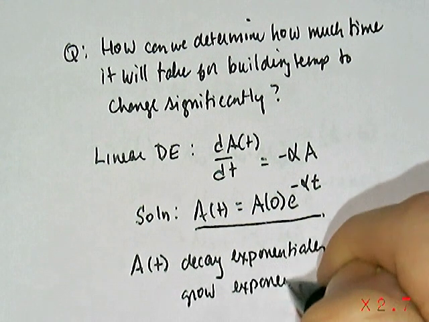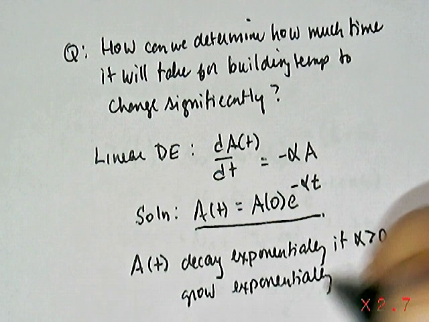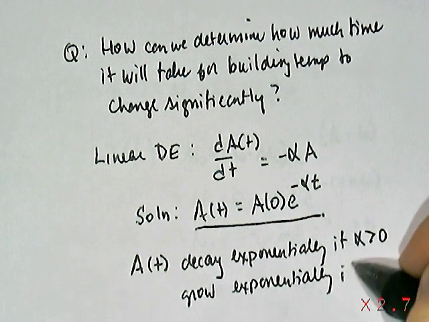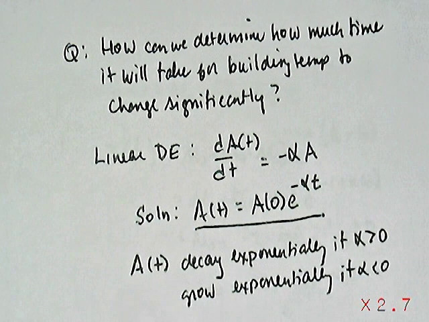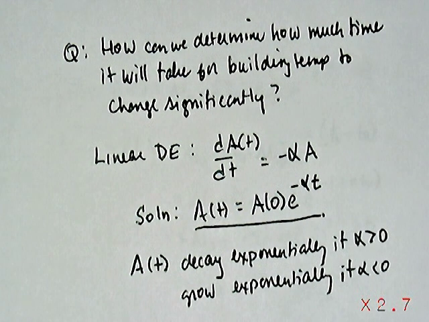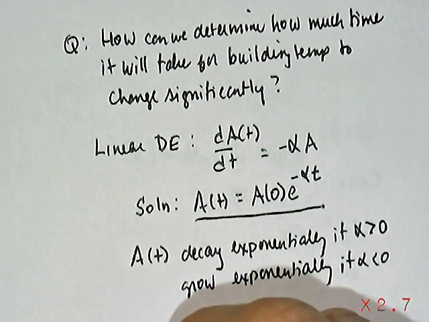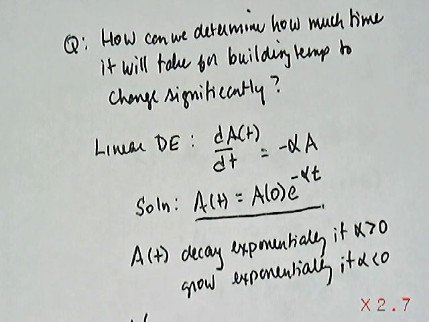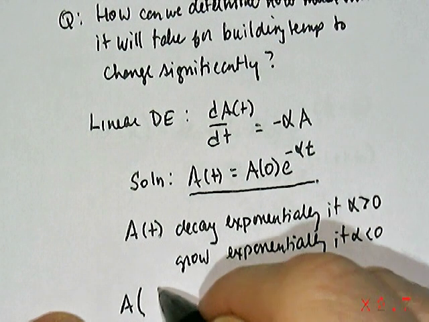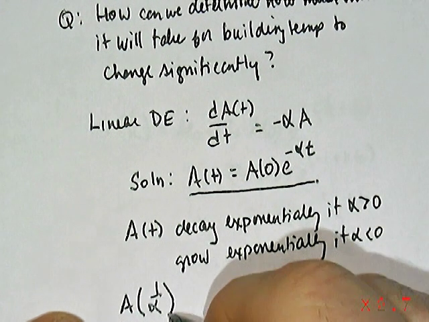So it'll decay if the alpha constant there is positive. But if the alpha was negative, of course, then this would be e to a positive power times t, and of course that would grow exponentially. Right? So notice, what could you say about the value of the quantity A if we evaluated it at 1 over alpha?